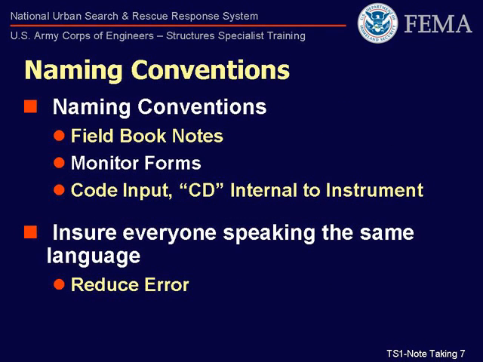Now we will discuss the naming conventions for the three types of data points associated with monitoring in an urban search and rescue environment. These names will be used in the field book, or on the monitoring forms under description, or in the CD input line of the total station when electronically measuring and recording data.